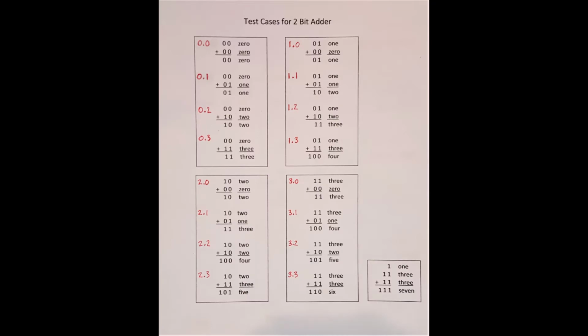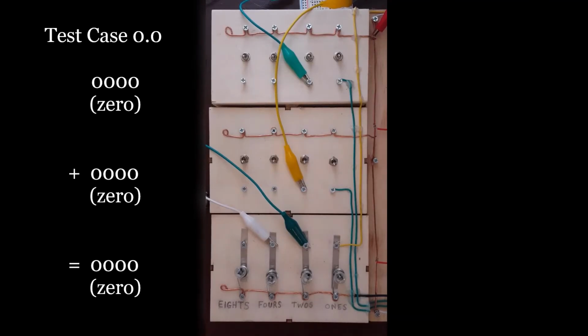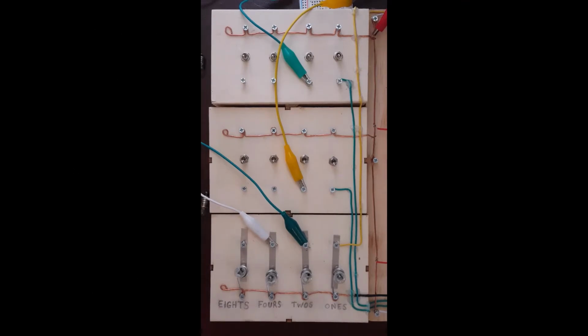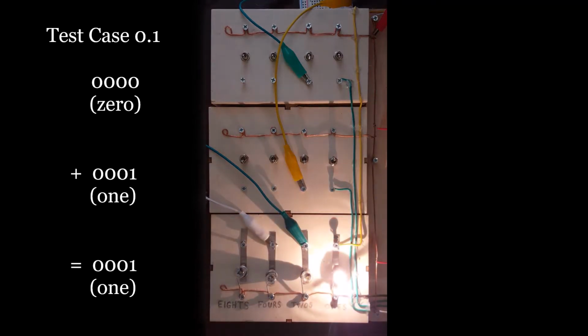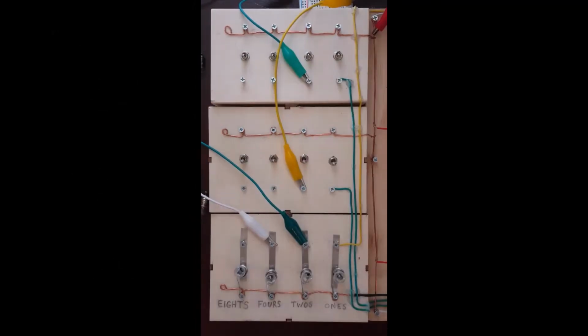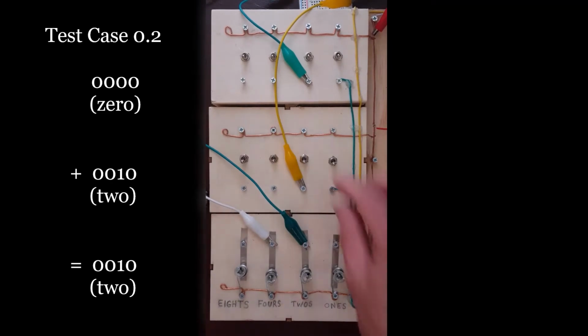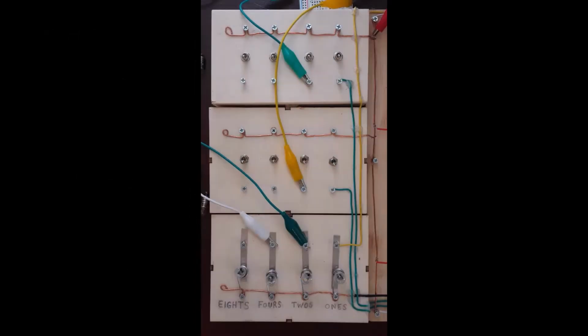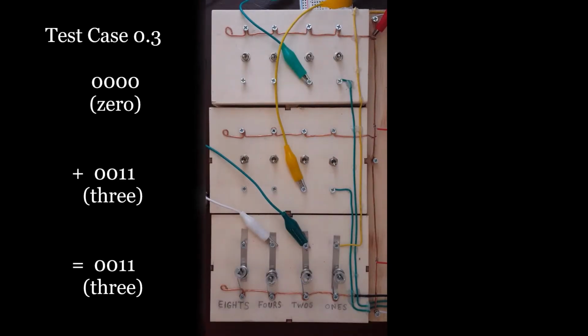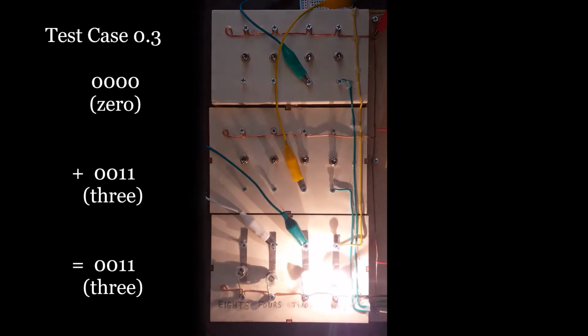Here is a list of the 17 test cases we will input into the machine. Test case 0.0. 0 plus 0 equals 0, which has all switches off, and no bulbs illuminated. Test case 0.1. 0 plus 1 equals 1. Test case 0.2. 0 plus 2 equals 2. Test case 0.3. 0 plus 3 equals 3.